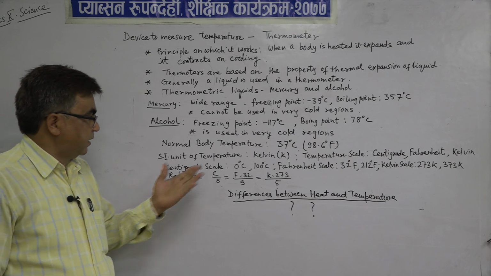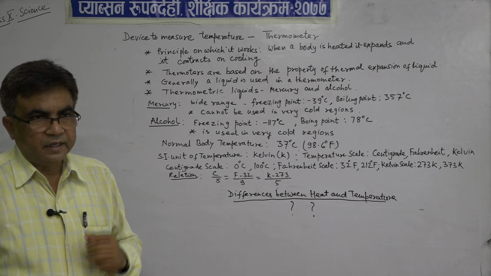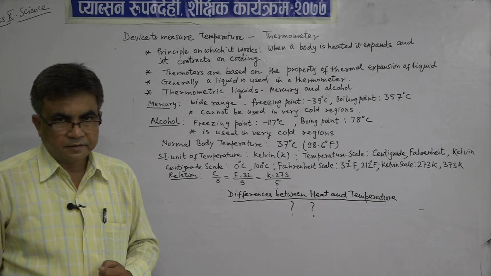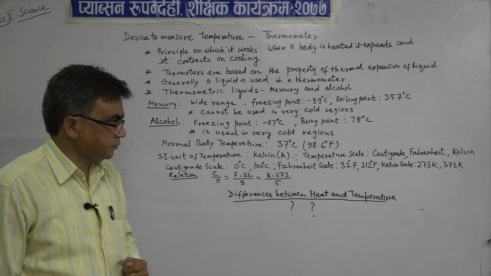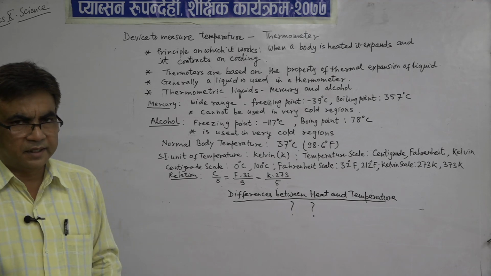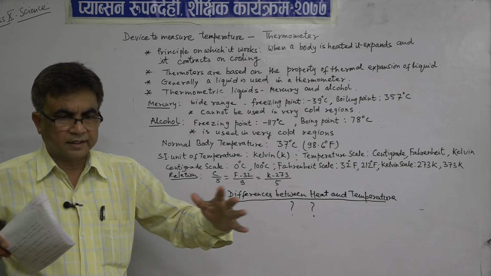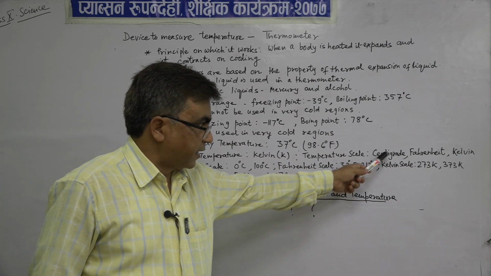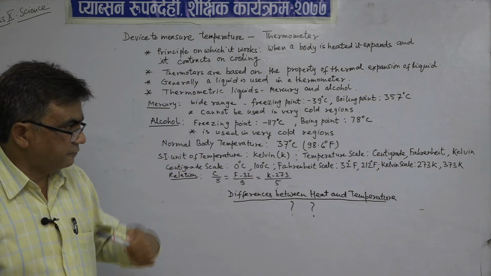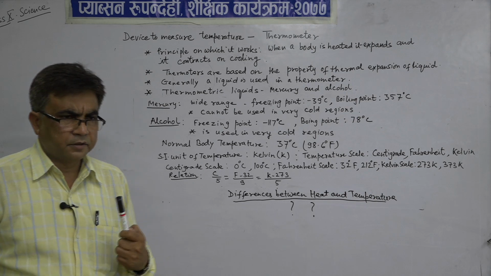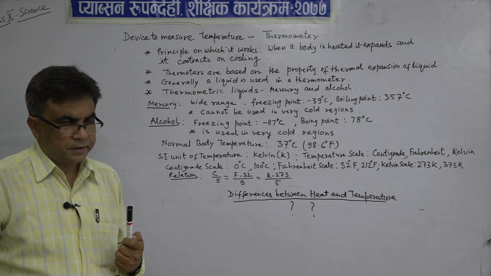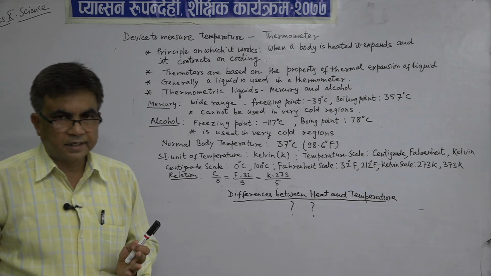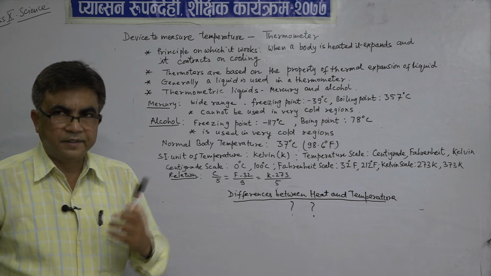Now let's talk about the SI unit of temperature. Actually the SI unit of temperature is Kelvin. We write it as capital K, okay, Kelvin. But the thermometers are also calibrated. Generally, most thermometers are calibrated in centigrade scale, Fahrenheit scale or Kelvin scale. Reaumur is also there. So these are the different units. Generally thermometers are calibrated either in centigrade scale or in Fahrenheit scale or in Kelvin scale.